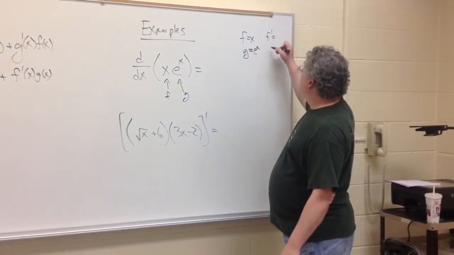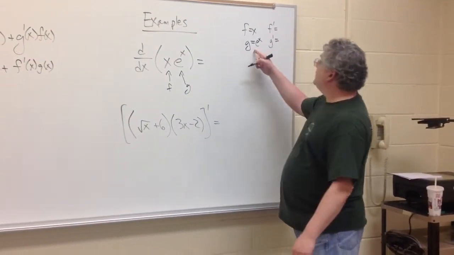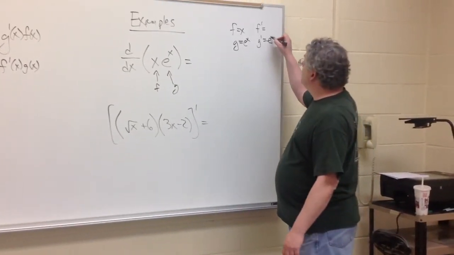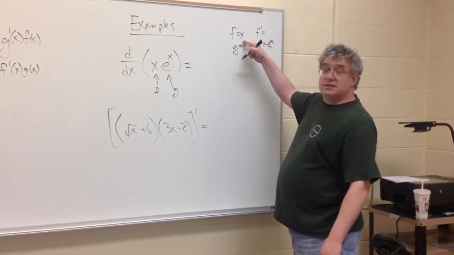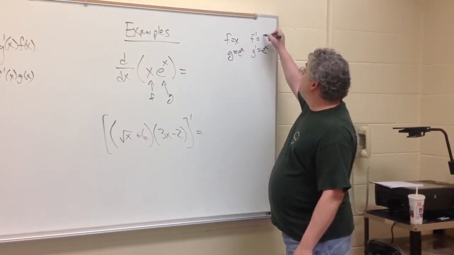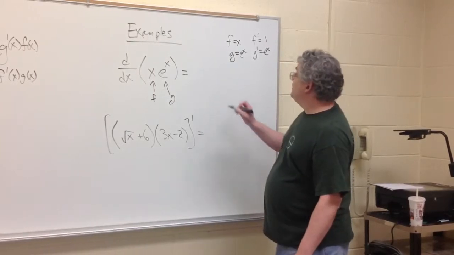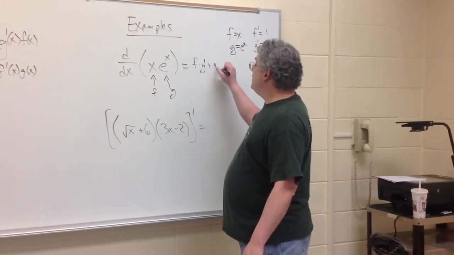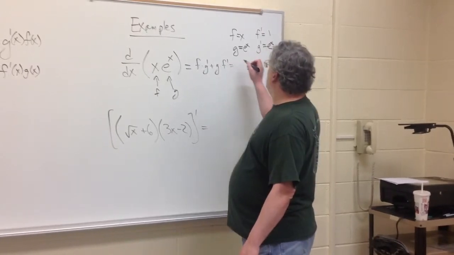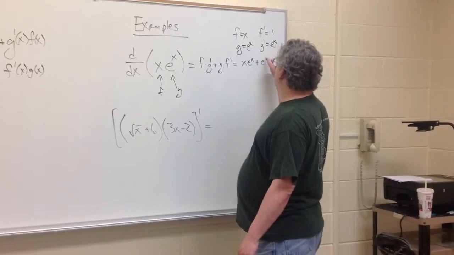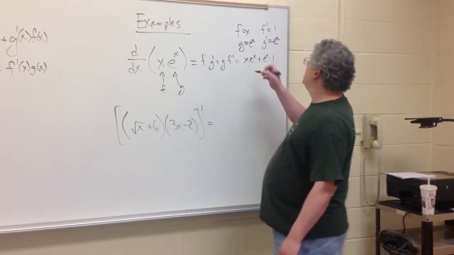I need the derivative of each of these. I'm actually going to do the derivative of e to the x first because we know it. It's e to the x. Now the derivative of x. You could use the power rule, you could use the line rule. However you do it, it's 1. So the derivative is going to be f times g prime plus g times f prime. Or it's going to be x times e to the x plus e to the x times 1.